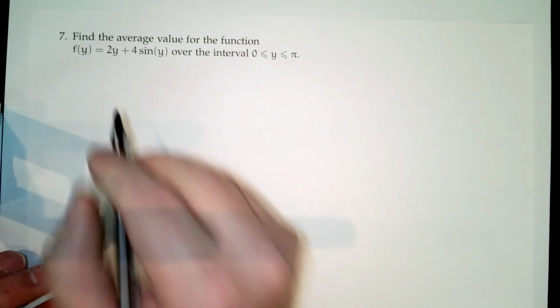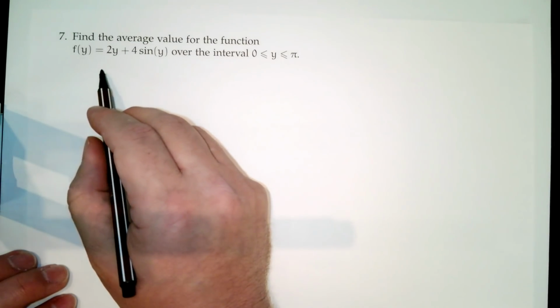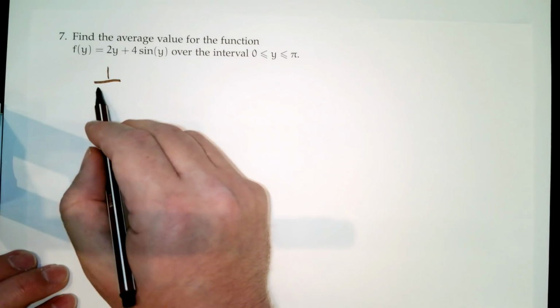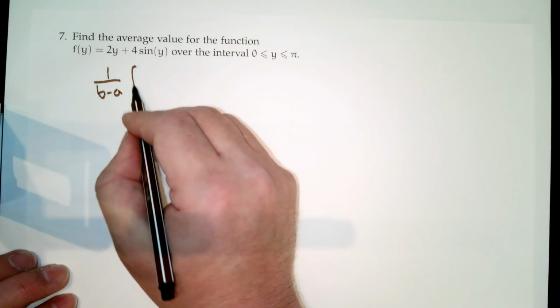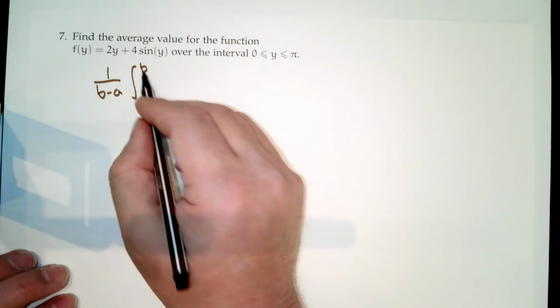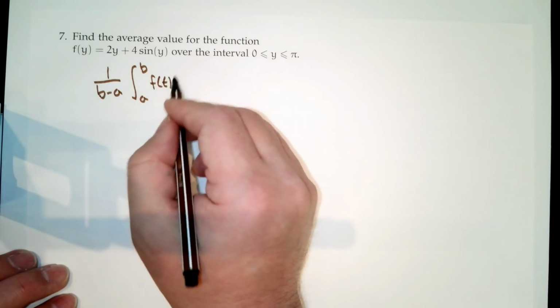Find the average value for the function f of y is 2y plus 4 sine of y over the interval between 0 and pi. Okay, so average value. Now we have a definition for average value. In general, the average value between a and b is 1 over b minus a, in other words, the length of the interval, times the integral from a to b of f of t dt.